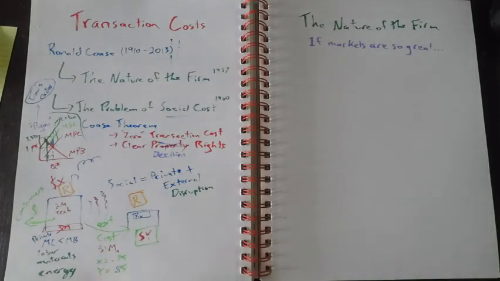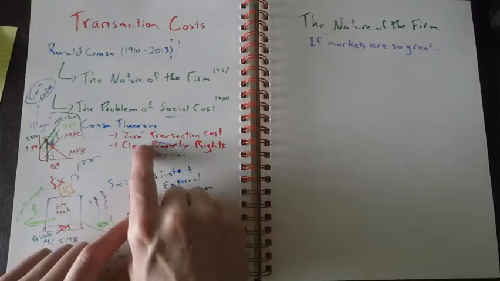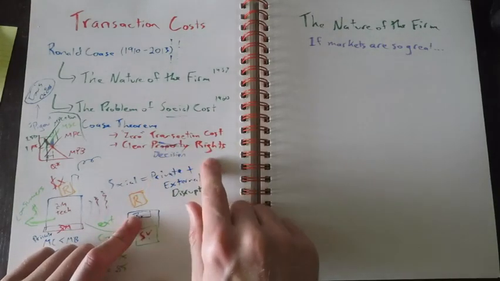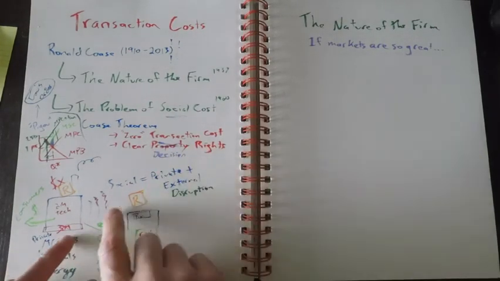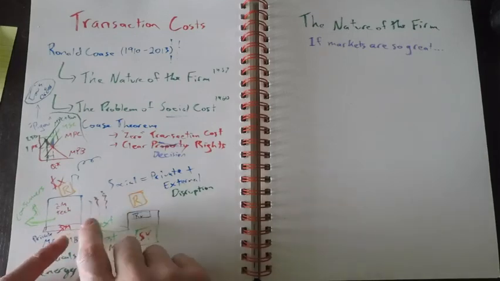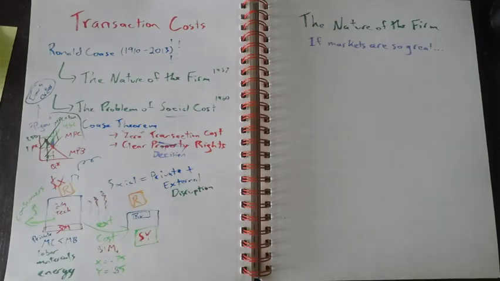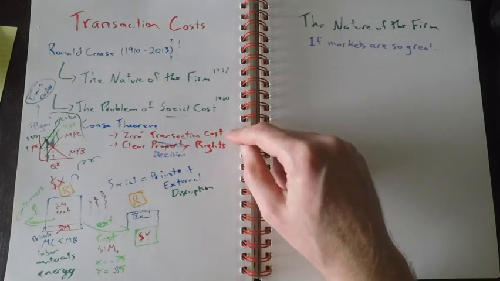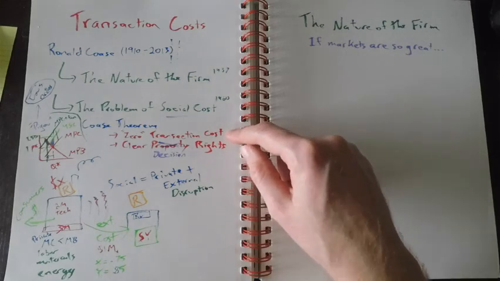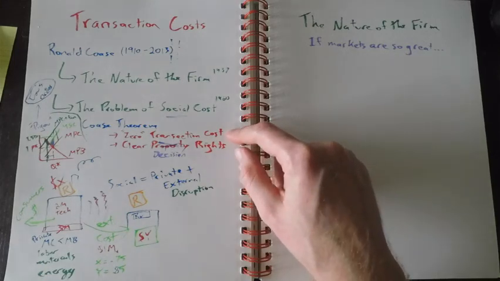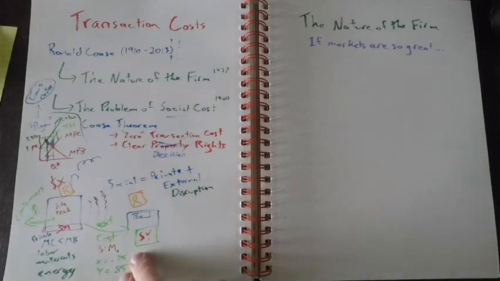In other words, when we have low transaction costs and clear decision rights, when it's clear who has the right to make the decision about how noisy the neighborhood is, how polluted the air is, when it's clear who has the rights, and when we can come up with a deal that's going to be enforceable and relatively easy to come up with, we can get to whatever the efficient outcome is.